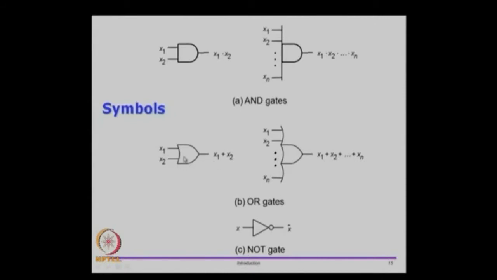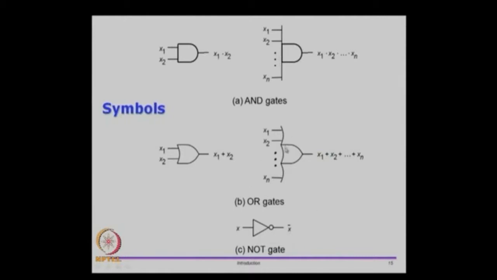Similarly, this symbol is used for x1 or x2. So if one of the inputs is 1, the output will be 1. Only when both the inputs are 0, the output will be 0 here. And for the NOT, if the input is 1, the output is 0. If the input is 0, the output is 1. So we have x and a line above that. We either call it complement of x, or x bar, or not of x.